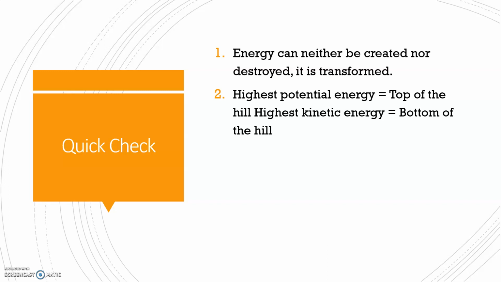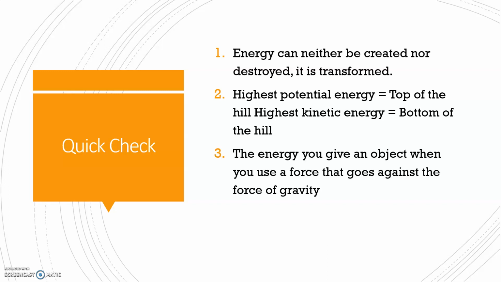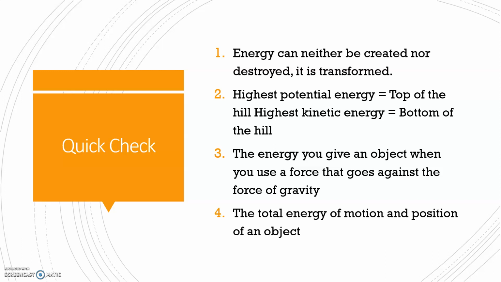What is gravitational potential energy? That is energy given to an object when using the force of gravity against it. And then finally, what is mechanical energy? It is the total energy of motion and position of the object. So if an object, for example, is flying through the air like a football, it has velocity, so it has kinetic energy, but it also has potential energy because there's potential for it to gain more velocity.